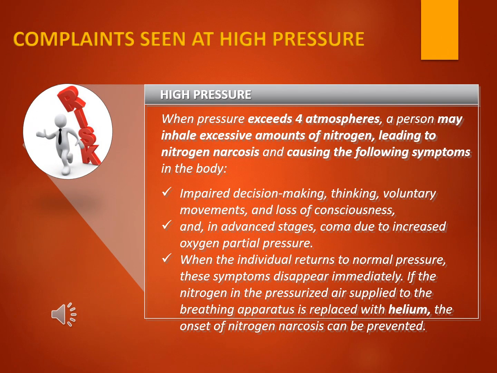Complaints seen at high pressure. When pressure exceeds 4 atmospheres, a person may inhale excessive amounts of nitrogen, leading to nitrogen narcosis and causing the following symptoms in the body: impaired decision-making, thinking, and voluntary movements, and loss of consciousness, and in advanced stages, coma due to increased oxygen partial pressure. When the individual returns to normal pressure, these symptoms disappear immediately.